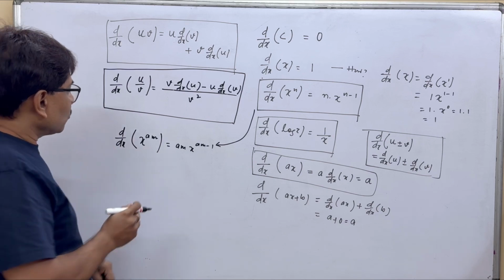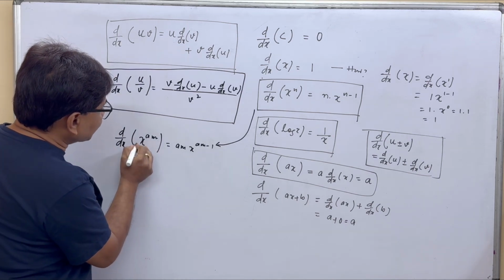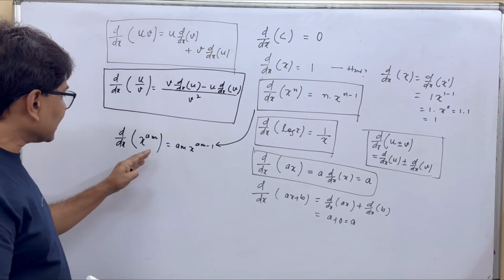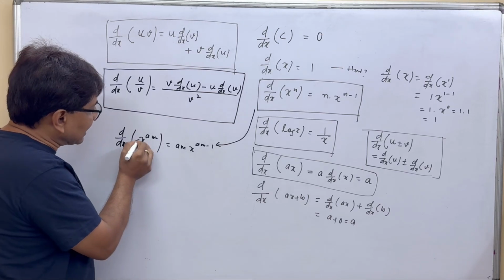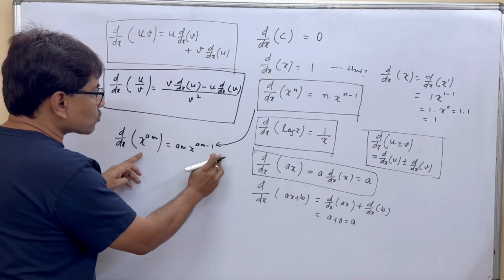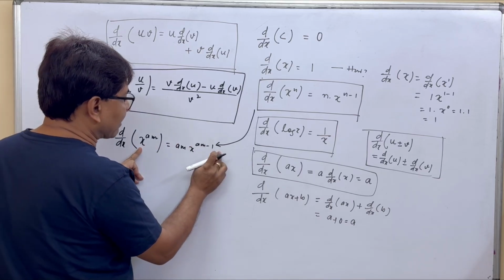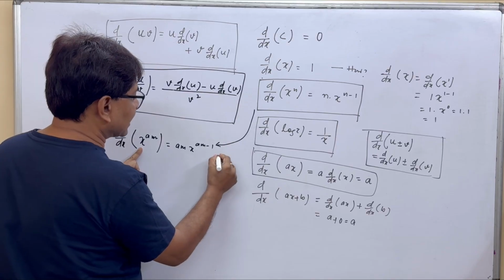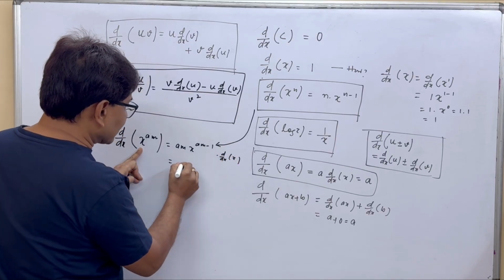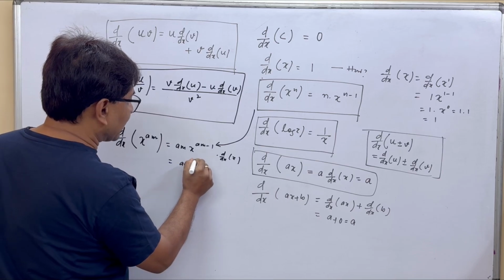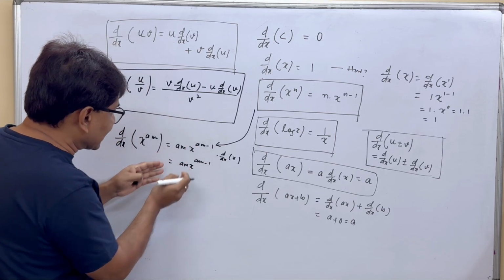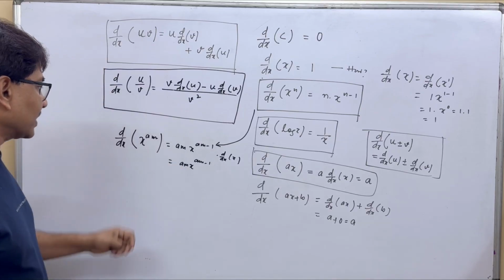And whatever the base value is, here x. Whenever power format is given, then we need to do the further differentiation. As it is x, the further differentiation of x is 1. So we can write times d/dx of x, like that. Now the result, what is coming? am x to the power am minus 1, and d/dx of x means 1. So ultimately the result is this one only.